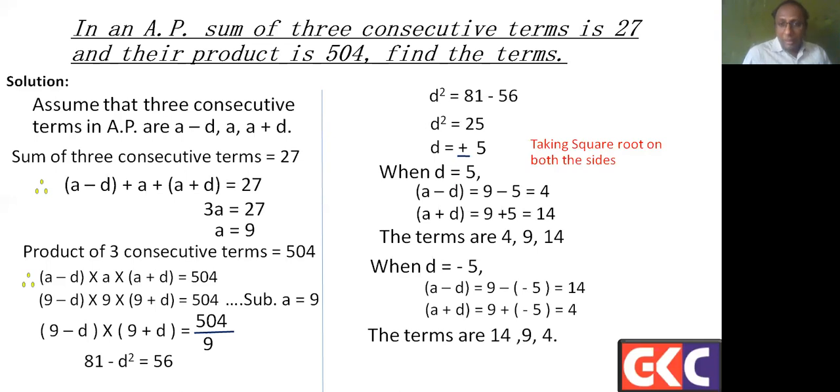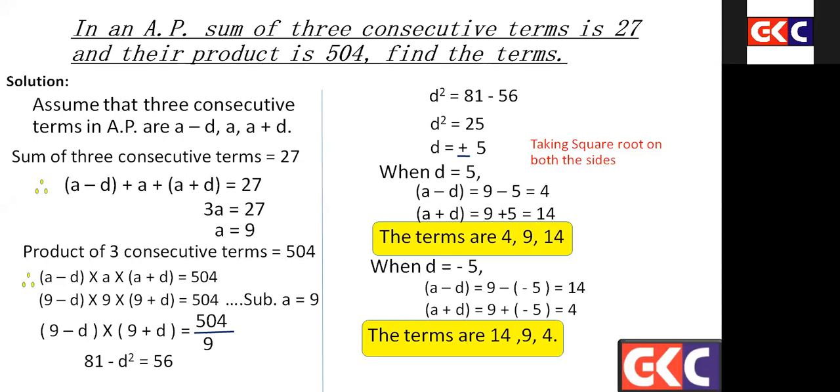Remember, in the first answer, the first term is 4, while in the second answer the first term is 14. If I am asked to solve for the value of A, it will come out completely different. So both sequences you have to write. If you write only one, you will lose half to 1 mark. So it is advisable that if you are getting the value of D as positive as well as negative, you have to go with both the values.